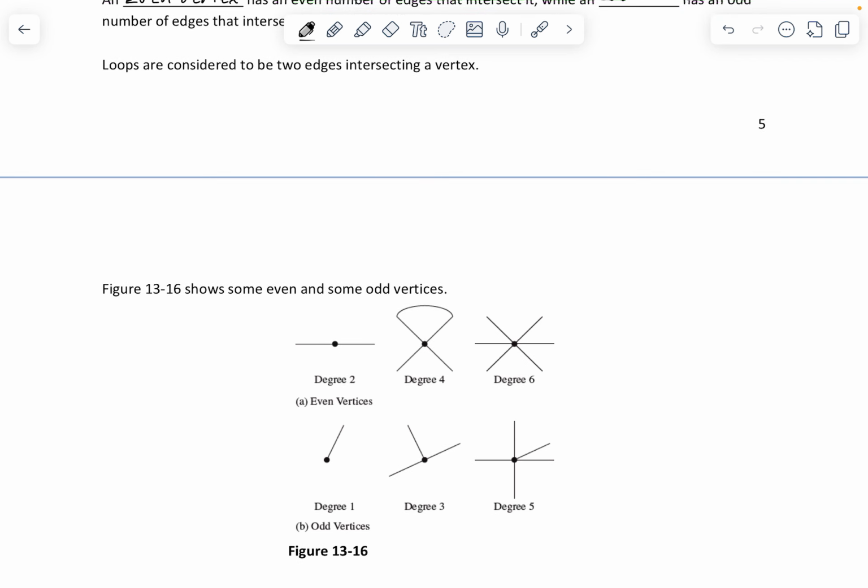This figure here shows some even and odd vertices. Here's an even vertex because it has two connections. This one is degree 4, right? There are 4 edges connecting it. Degree 6, 6 edges. Degree 1, degree 3, and degree 5. So these are all even vertices up here. These are all odd vertices down here.